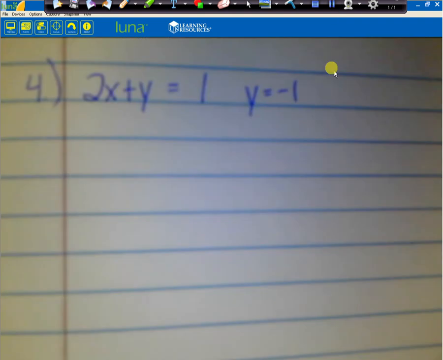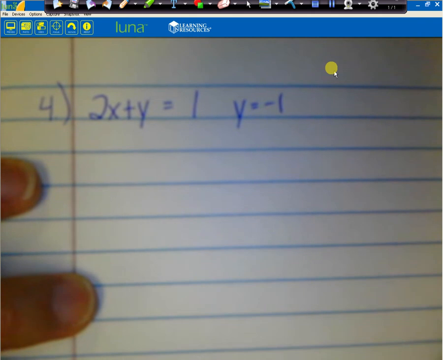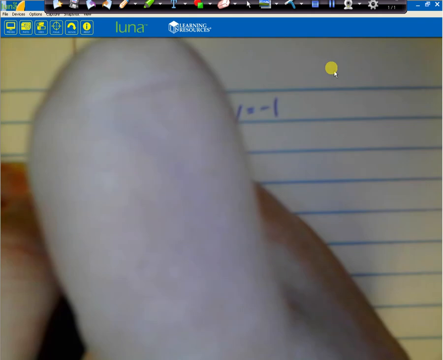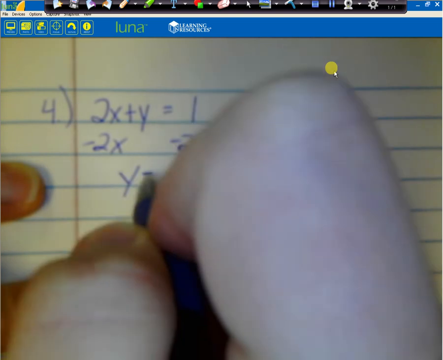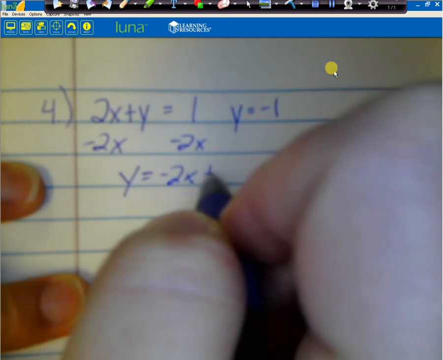All right, here's number 4. Go ahead and write it down. You have 2x plus y equals 1 and y equals negative 1. Now again, before we can graph, we have to make sure that both equations are in y equals mx plus b. So for this first one, we need to get the x to the other side, so I'm going to subtract 2x from both sides and say y equals negative 2x plus 1.